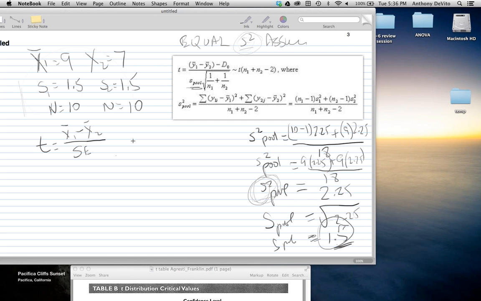Okay, so let's finish this up. Now I'm going to figure out my t-score. My t-score is equal to 9 minus 7 over my standard error. Well, this is my pooled standard deviation, but I still haven't found my standard error. My standard error is S pooled times the square root of 1 over N1 plus 1 over N2.